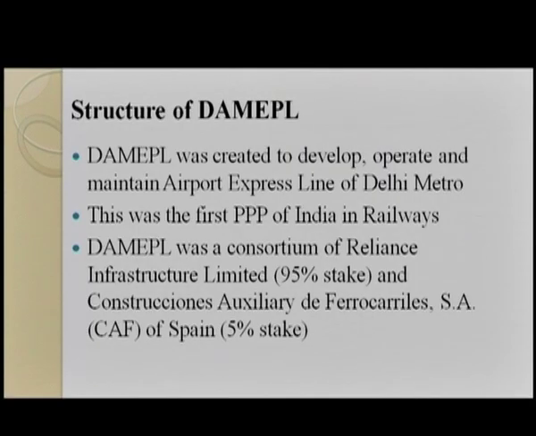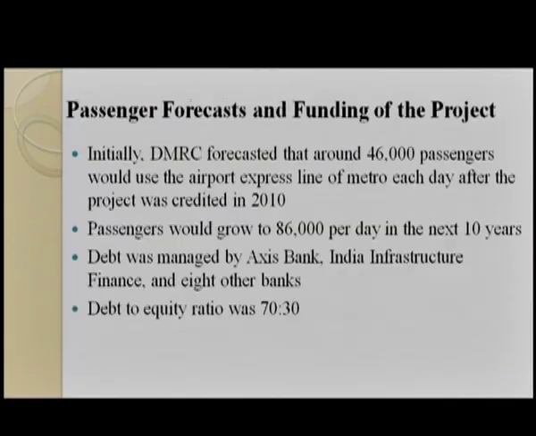The structure of this: DAMEPL was created to develop, operate and maintain the airport express line of Delhi Metro. This was the first public private partnership of India in railway. DAMEPL was a consortium of Reliance Infrastructure Limited with a 95% stake and another company from Spain, CAF, with a 5% stake. Initially, DMRC forecasted that around 46,000 passengers would use the airport express line of the metro each day after the project was completed in 2010.